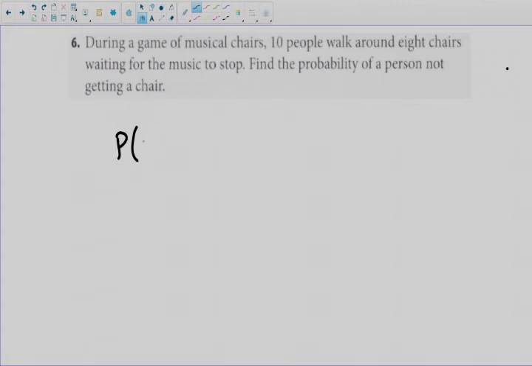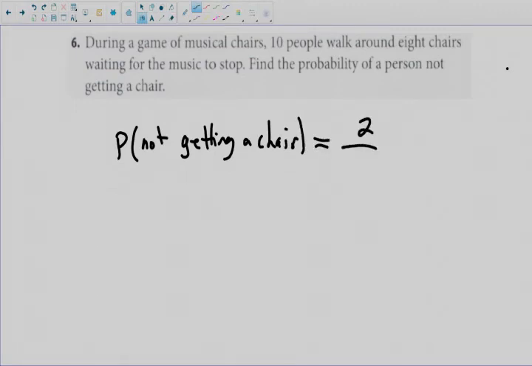So probability of not getting a chair, sorry about that, would be 2 out of 10.